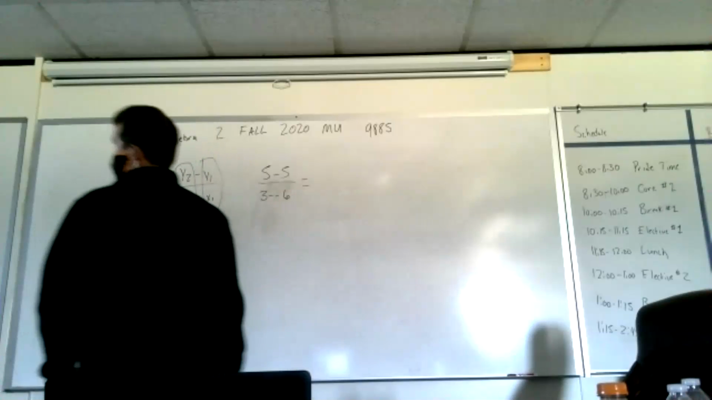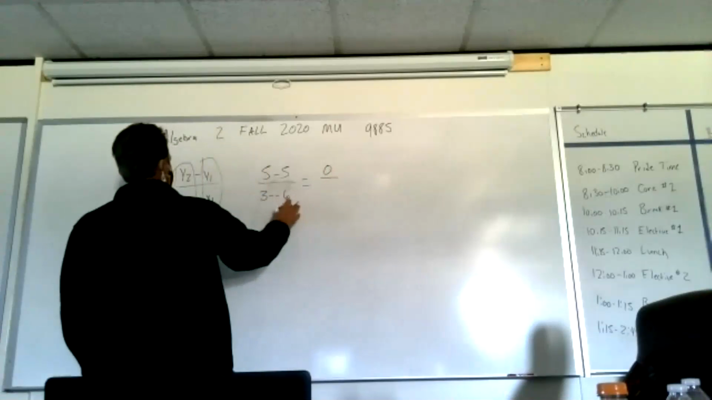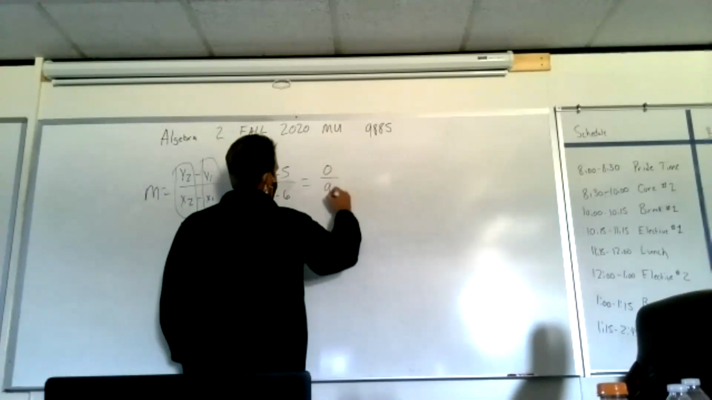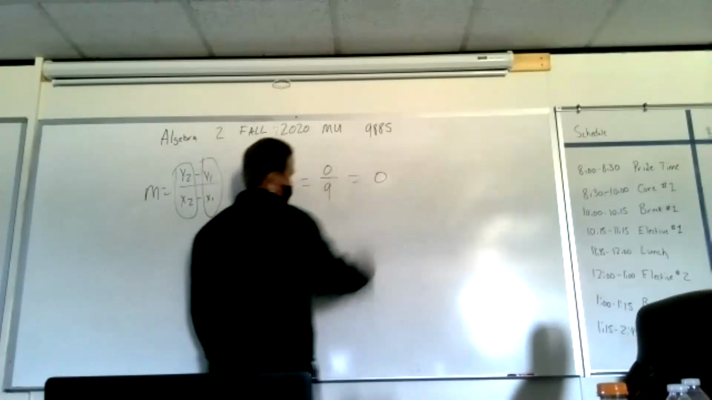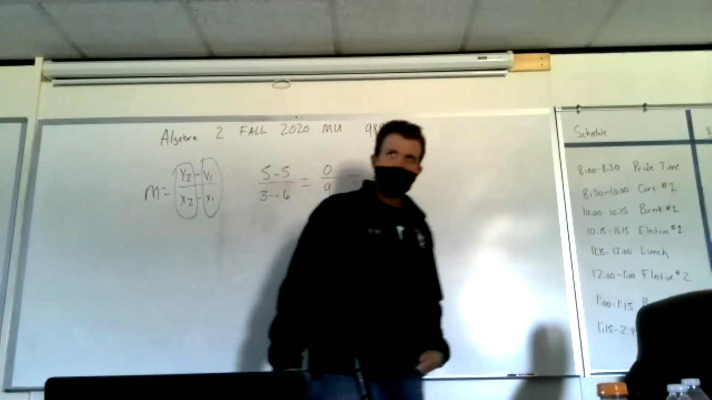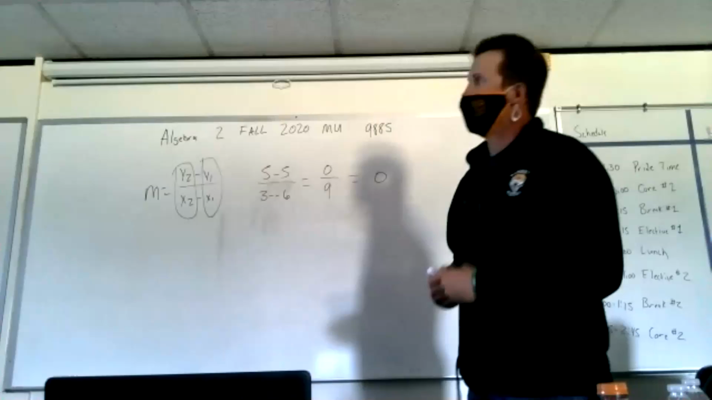5 minus 5 is 0. And 3 minus a negative 6 is 9. So this, once again, can be simplified down to 0. Okay, so the correct answer should be B, 0.